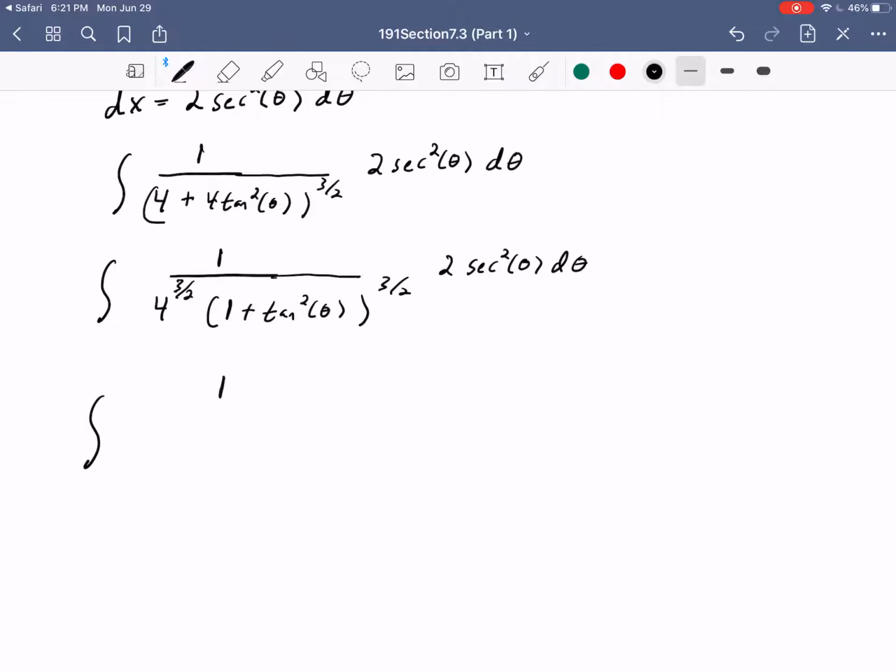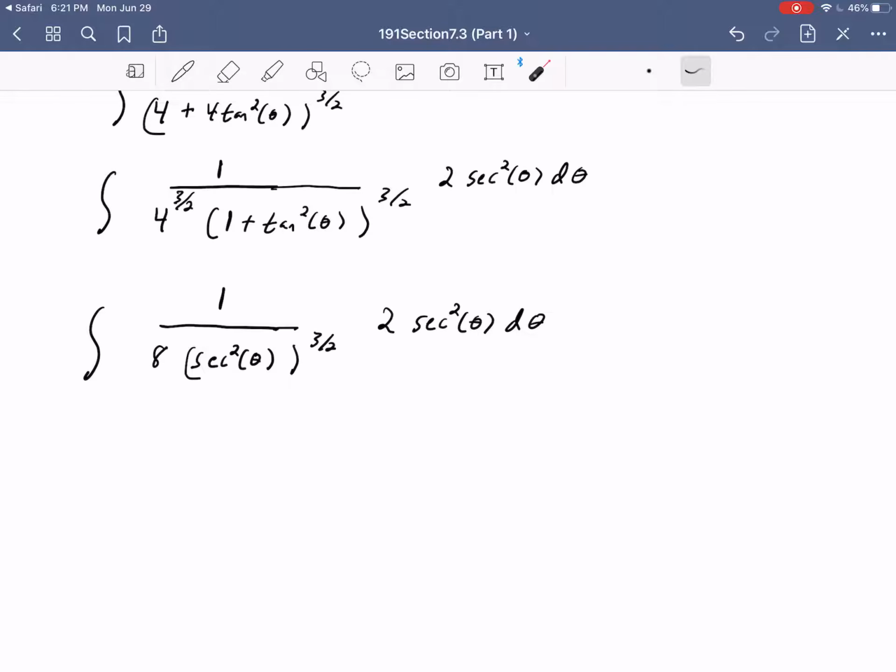So we have the integral 1 over 8. In here, 1 plus tangent squared, well, that's a Pythagorean identity. That's going to be secant squared. So we're going to end up with secant squared theta. And of course, we still have our to the 3 halves there. And then 2 secant squared theta d theta.